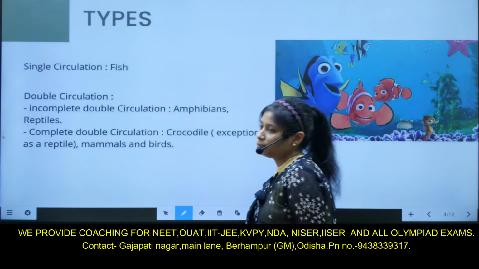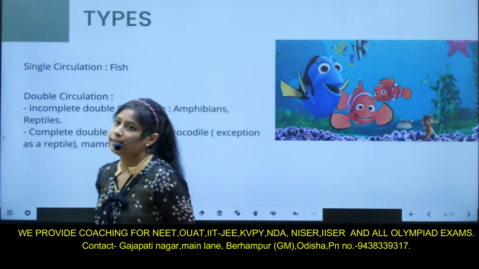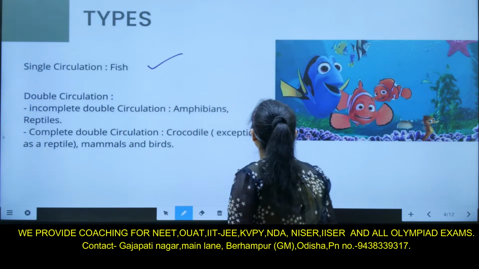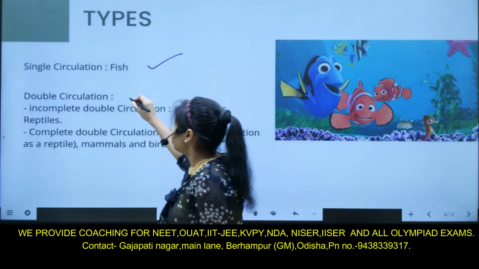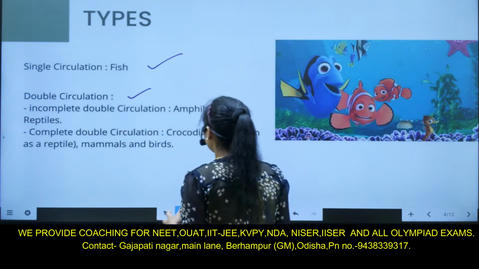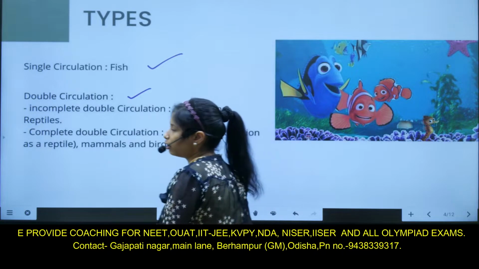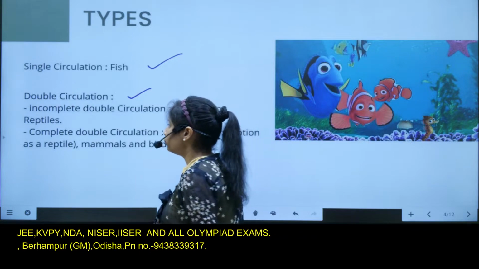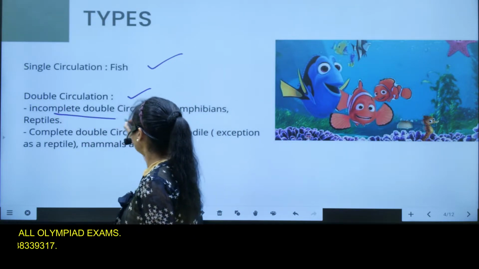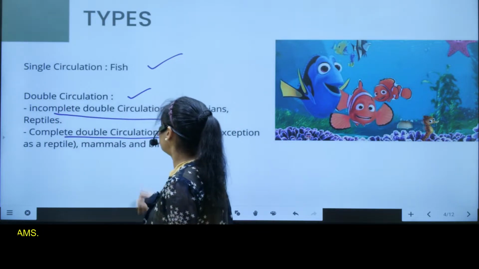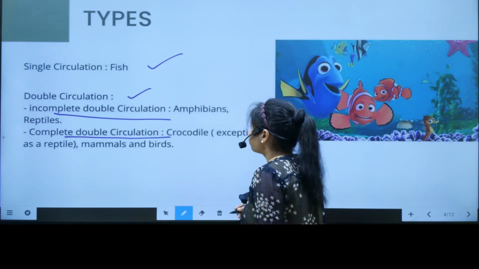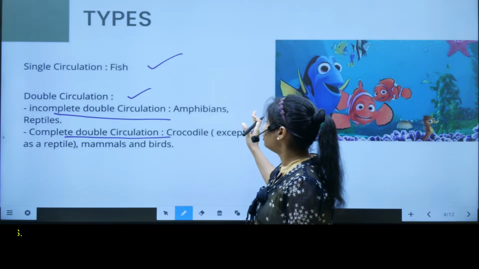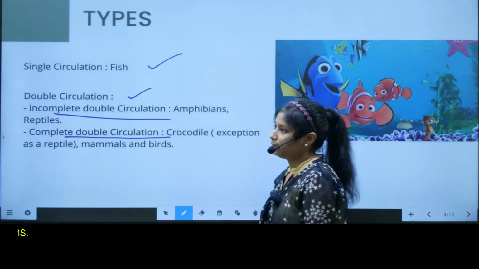So how many types of circulation are there? There are three types of circulation. One is single circulation, that happens in fish, and the double circulation. What is single circulation? I will tell you later on in the coming slide. The double circulation is further divided into two types, incomplete double circulation and complete double circulation. So incomplete double circulation happens in amphibians and reptiles.